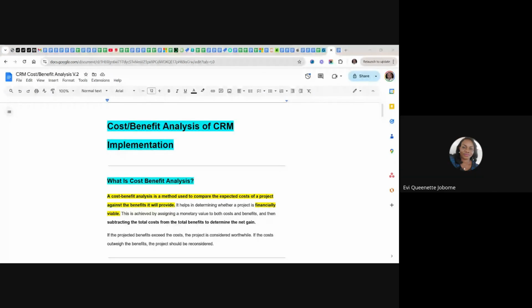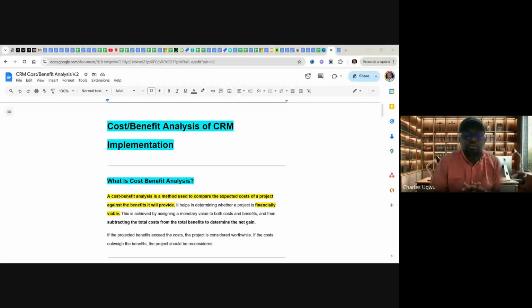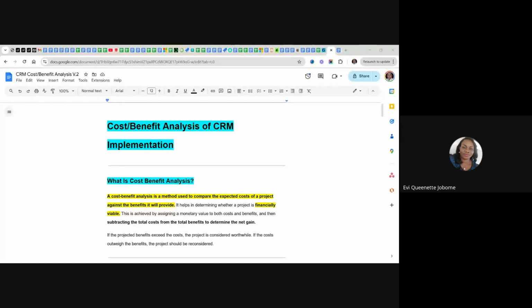Good evening, Mr. Shak. Good evening. I just wanted you to tell me how the cost benefit analysis differs from other financial evaluations that we're used to, just like the return on investment or the NPV, that's the net present value. How does the CBA, the cost benefit analysis, differ from these ones?